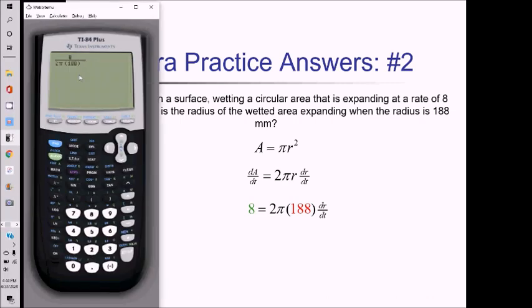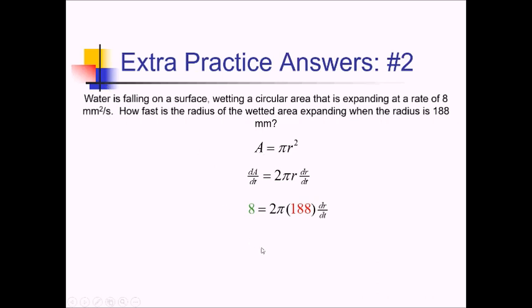So to do this on the calculator, just to make sure I don't lose anything, I'm going to use my fancy fraction form here. And we've got 8 over 2 pi times 188. All that comes out to, if I round it off to 3 decimals, about 0.007. So what should my units be on this? Well, we're talking about the radius, so that's going to be millimeters per second here. It's a single dimension unit.